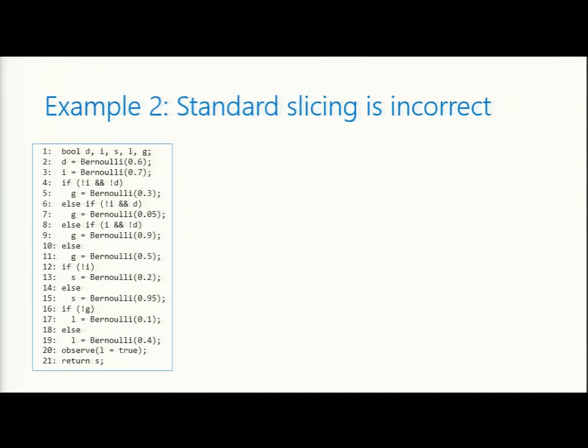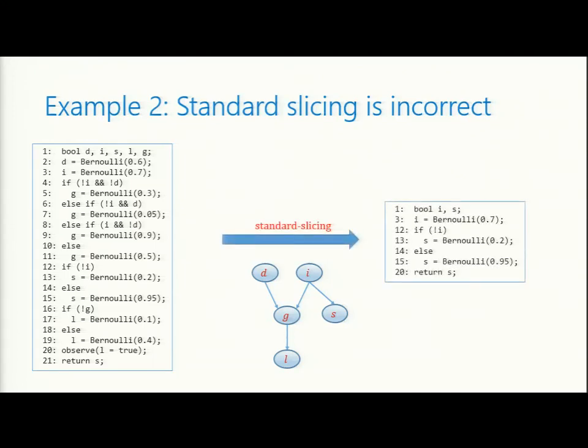But it doesn't always work. Here's another variant of the program where, in addition to the earlier program, I also make this observation, which is L equals true. Then I do the same thing. I construct the dependence graph, which looks like this, and again I see that S depends only on I, and I get a program which is the same as the earlier program. But it turns out that the distribution for this program is not the same as the distribution for the original program. So this is an incorrect program, and I'll say why in a little bit.